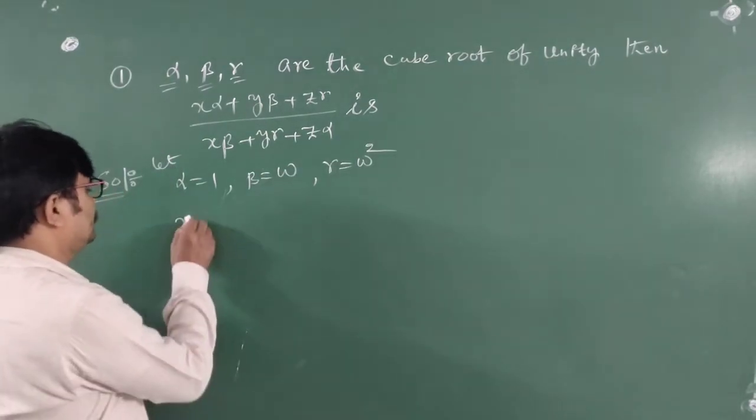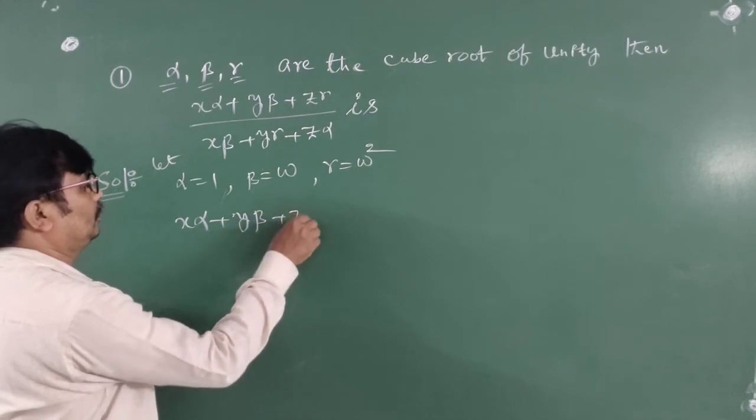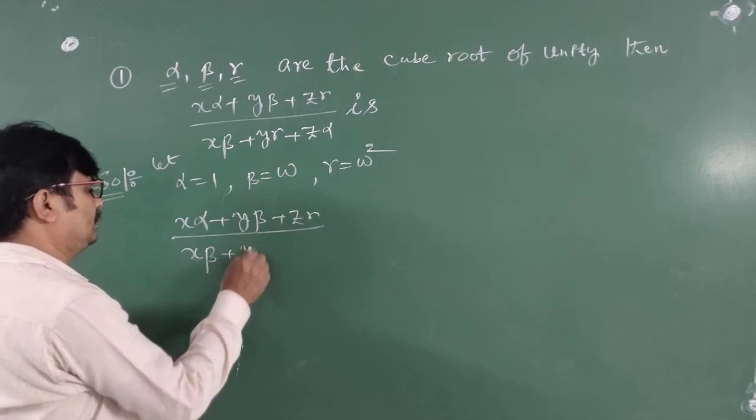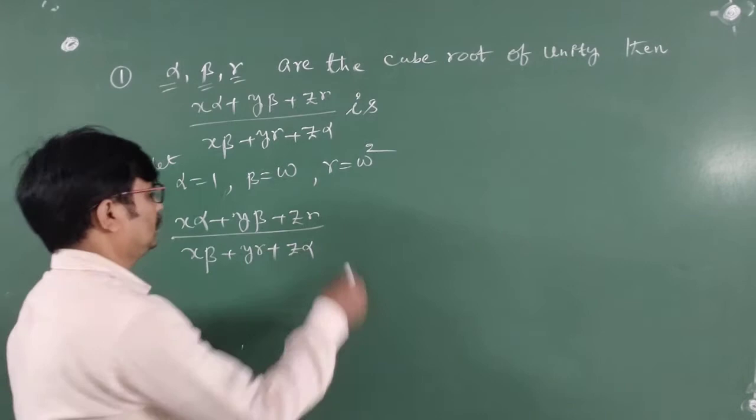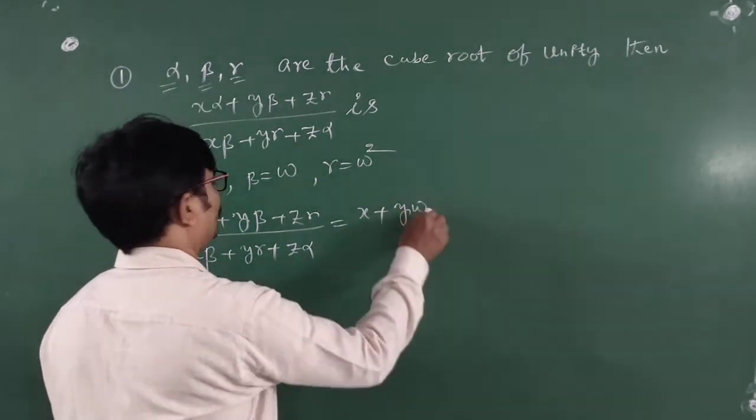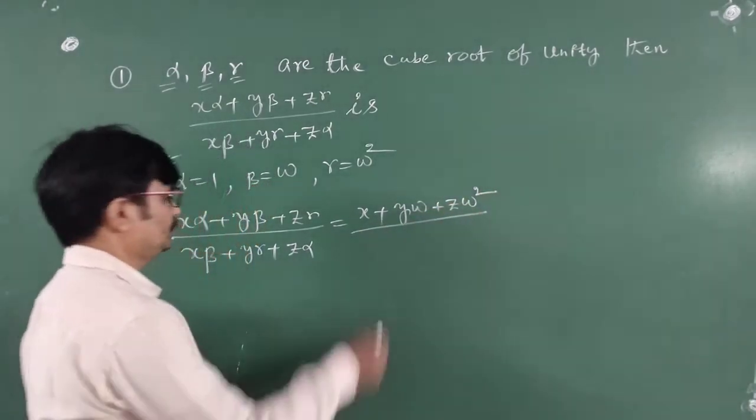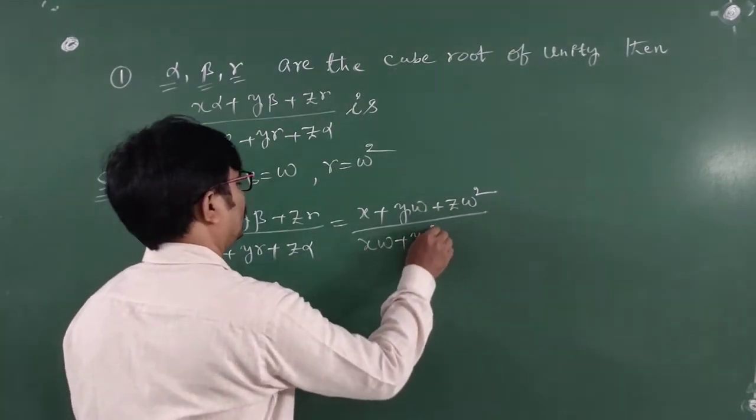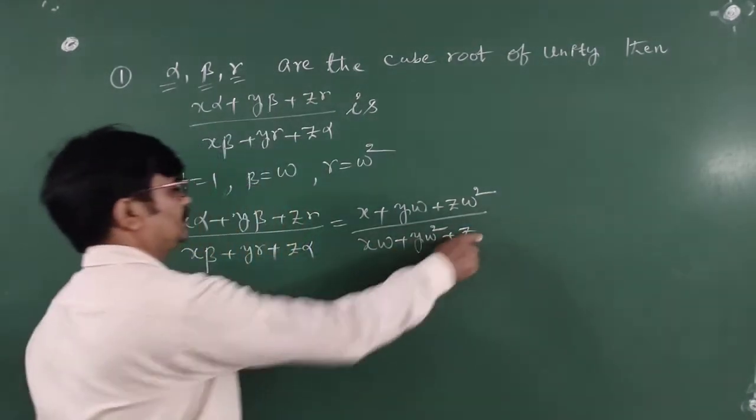Now students, x alpha plus y beta plus z gamma by x beta plus y gamma plus z alpha. Now this is x plus y omega plus z omega square upon x beta, where beta is omega, y gamma, where gamma is omega square, and z alpha, where alpha is 1.